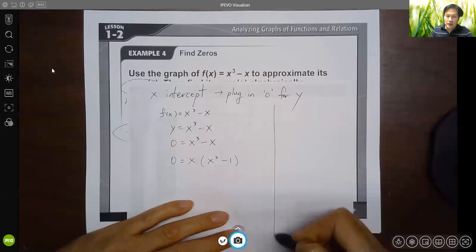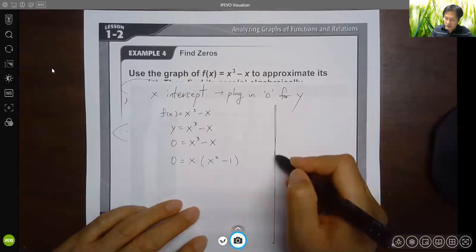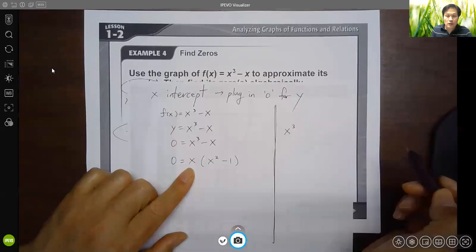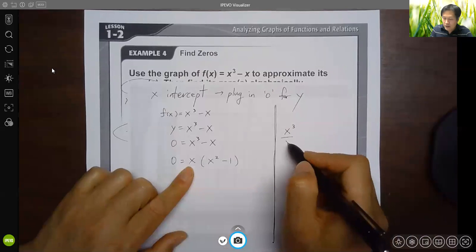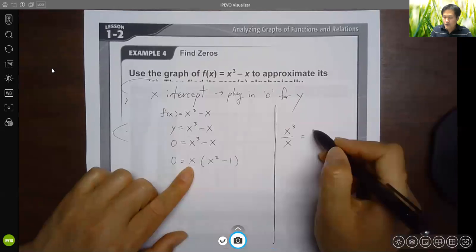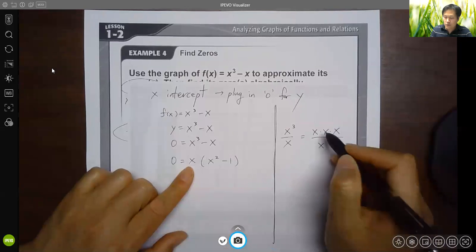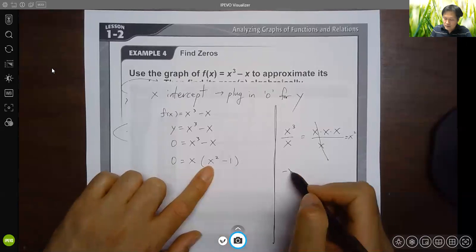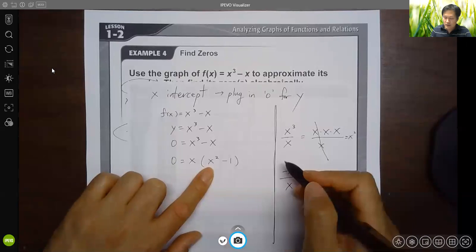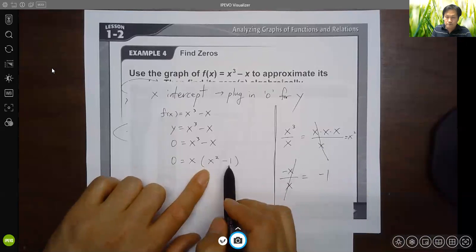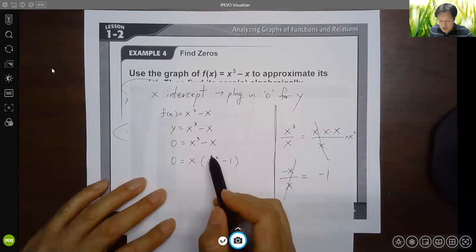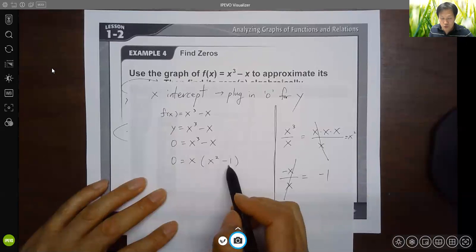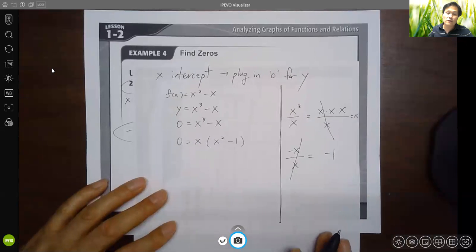Some of you might say, I kind of forgot what you mean by factoring. Factoring x out of x cubed means divide by x. So you have x times x times x divided by x. One x is gone, so you end up with x squared. That's how we got this. Minus x, factor x out means divide by x. X cancels out, left over is minus 1. So when you distribute, x times x squared matches this, and x times minus 1 matches minus x. That's how you do factoring.